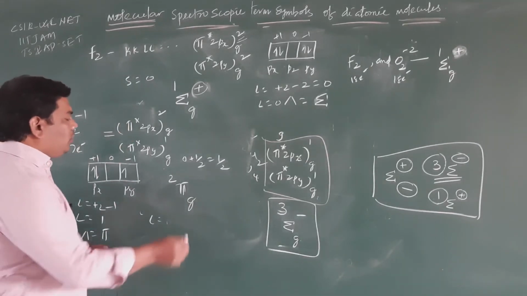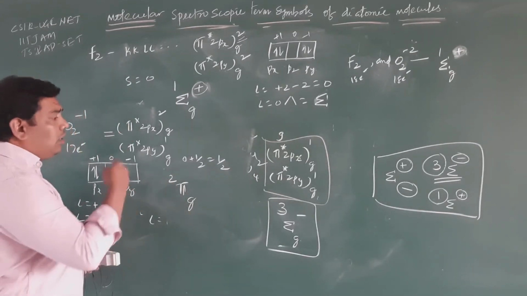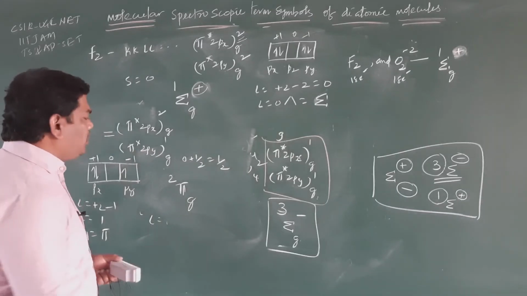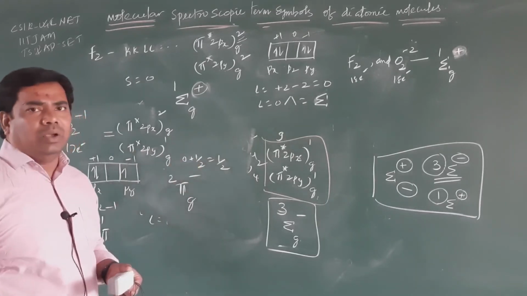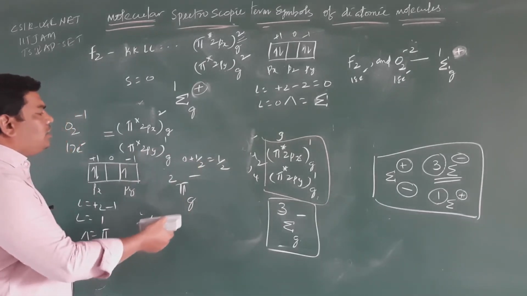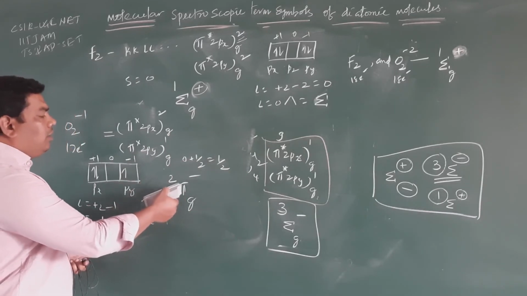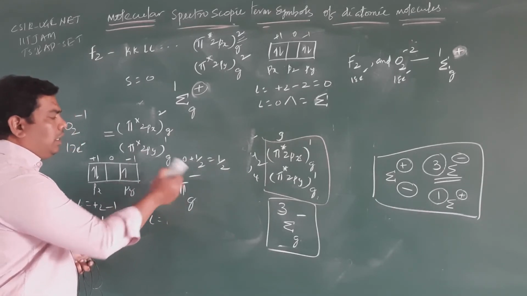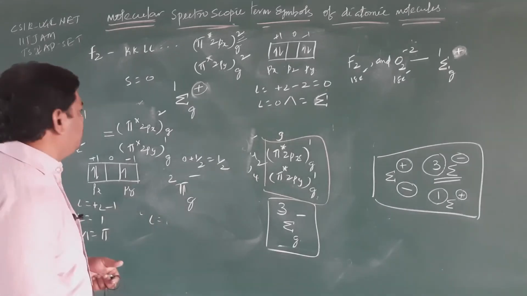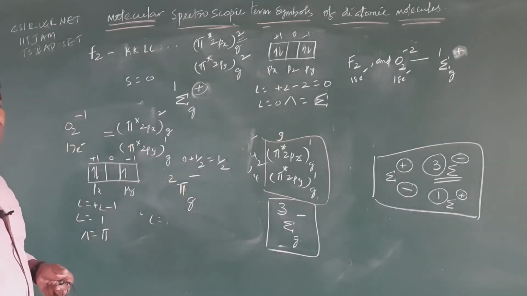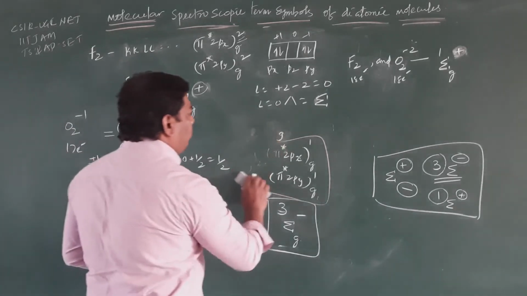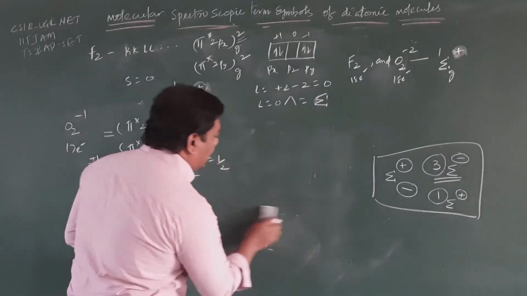Clear? Right. So what is the superscript? Generally we can use negative only. In this case, if the electrons are present in pi orbital, with the pi term symbol, then you can use negative as a superscript. So this is in the case of O2 minus. Right? So we will move to O2 plus. What will happen? We will see.